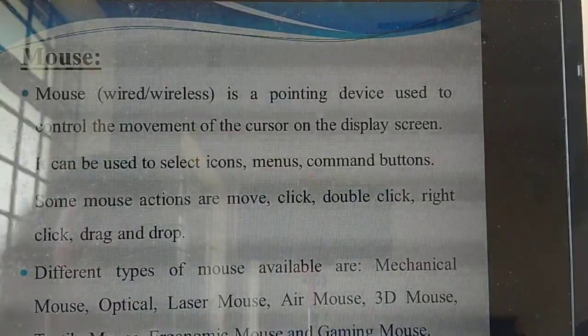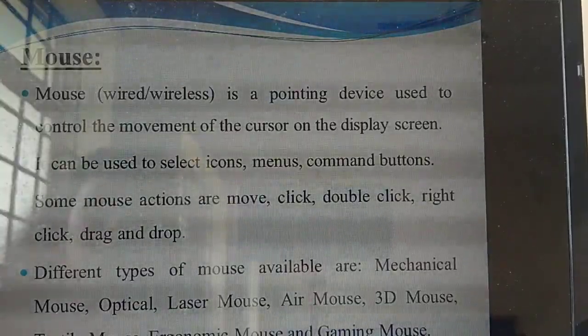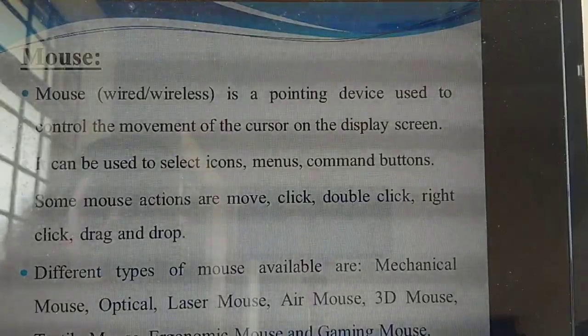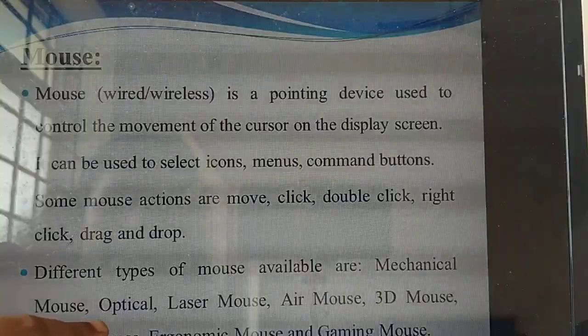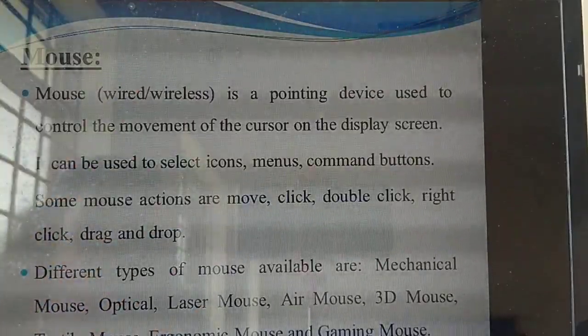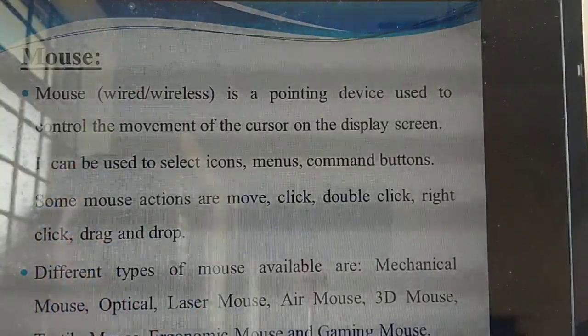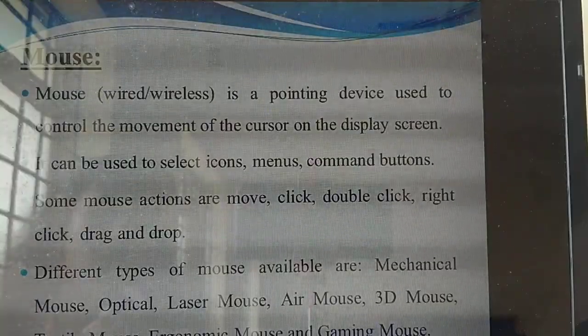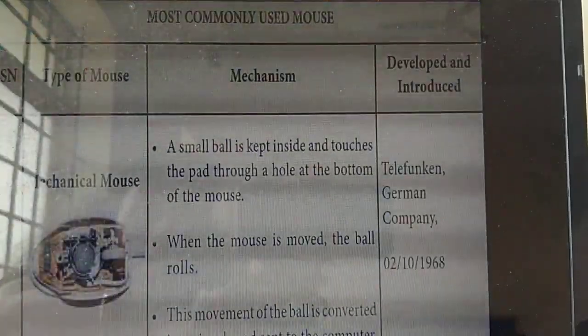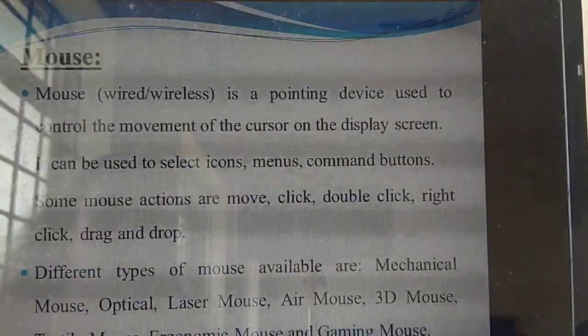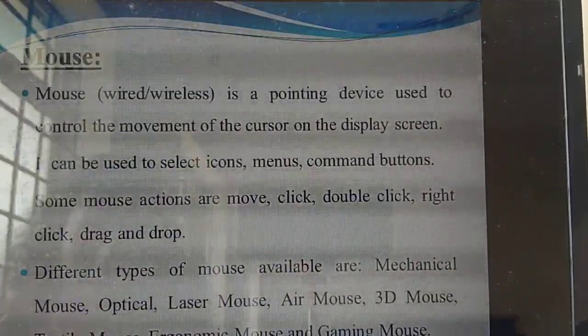Likewise the keyboard, here also different types of mouses are there. What are they? Mechanical mouse, optical laser mouse, air mouse, 3D mouse, ergonomic mouse and gaming mouse. How many mouses are there? Mechanical mouse, optical mouse, air mouse, 3D mouse. So two input devices you have studied. What are they? Keyboard as well as mouse.